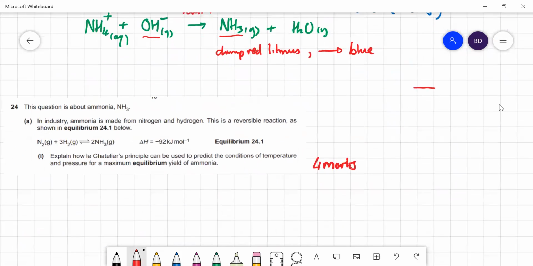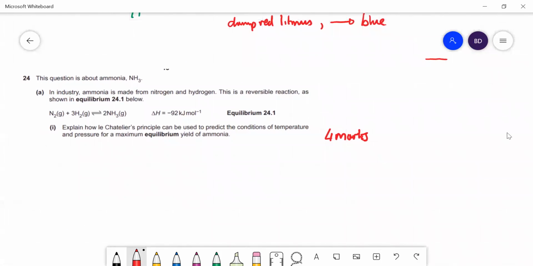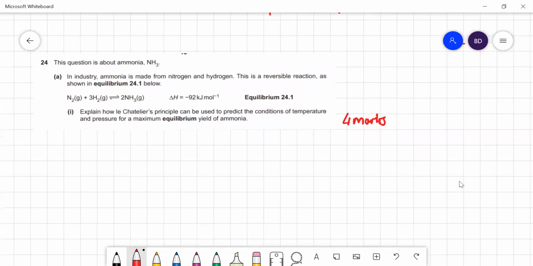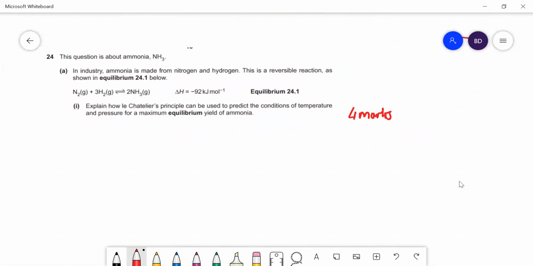Right, ammonia is made from nitrogen and hydrogen in a reversible reaction. Okay, so you've got the reaction there. Explain how Le Chatelier's principle can be used to predict the conditions of temperature and pressure for a maximum equilibrium yield of ammonia. Okay, so it's not asking about operating conditions here and compromises. So the question clearly states it's just the conditions you want for a good equilibrium yield.